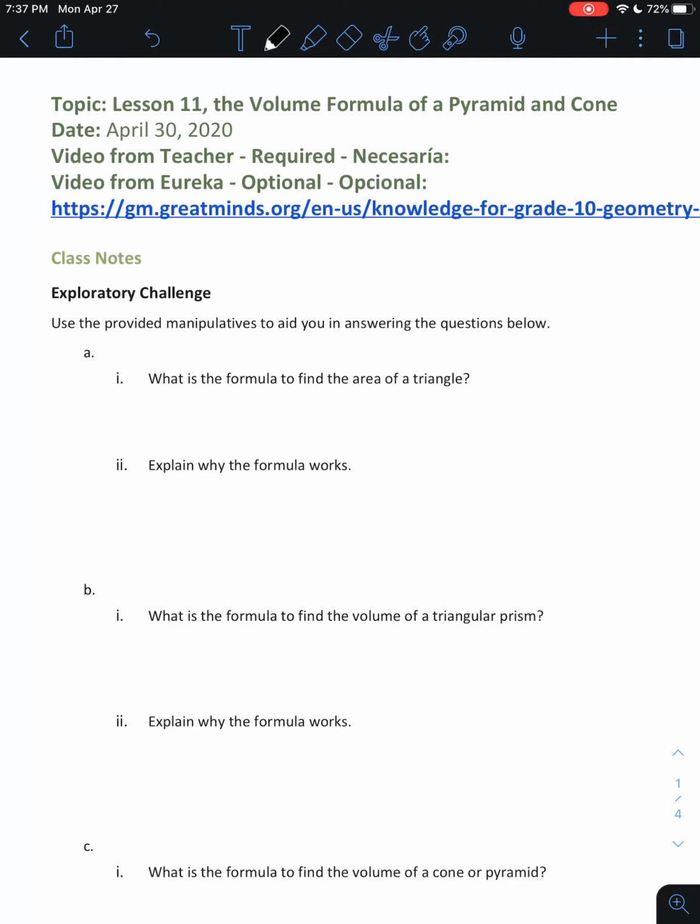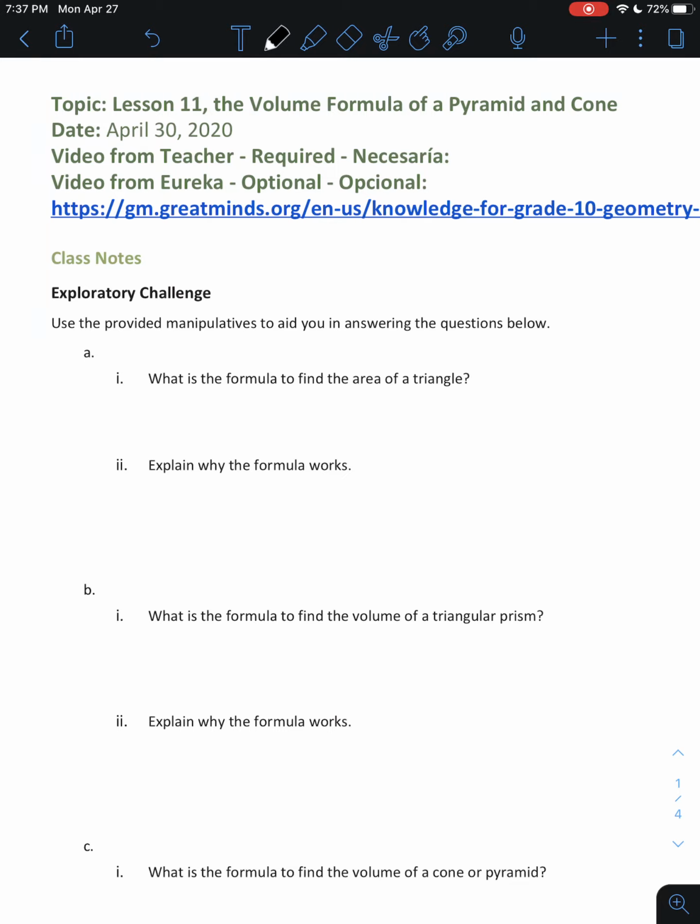This time we are going to be looking at the volume formula of pyramids and cones. So you've already learned a little bit about this in previous lessons, and we're going to be doing a little more about this today. So let's take a look at our exploratory challenge here.